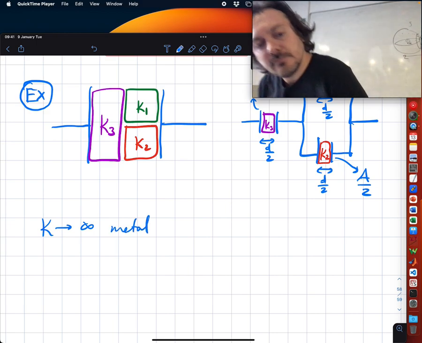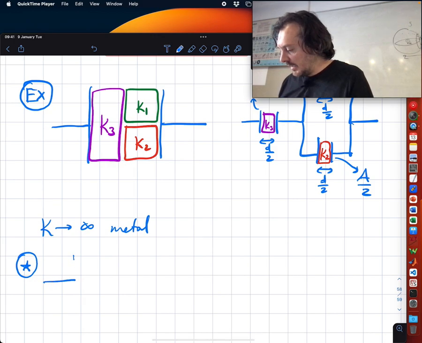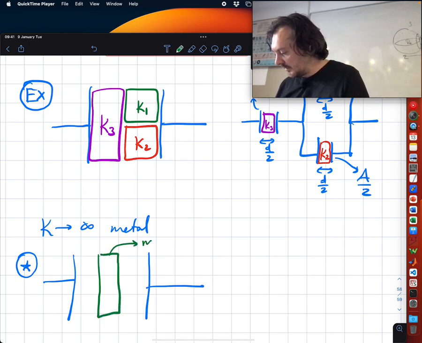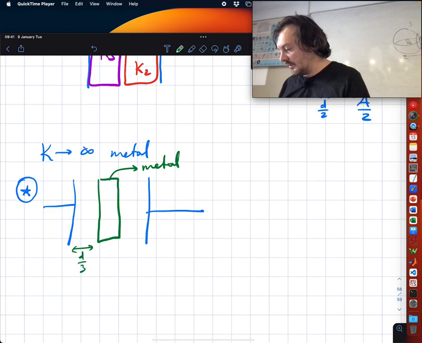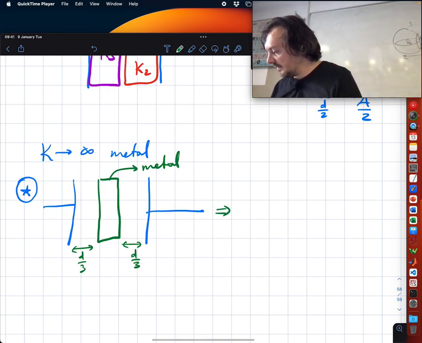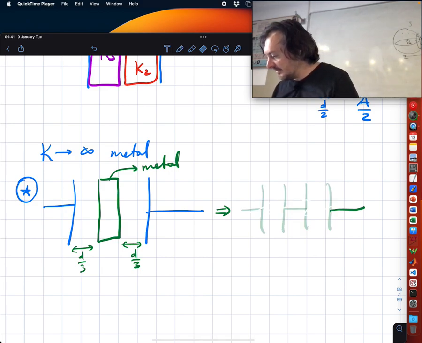I know it's tricky to think about, but let's say you have a parallel plate and you put a metal in between. If this is a metal, that acts like a cable. Let's say this is d over 3. Then you practically have a system which has this. So this becomes a cable.